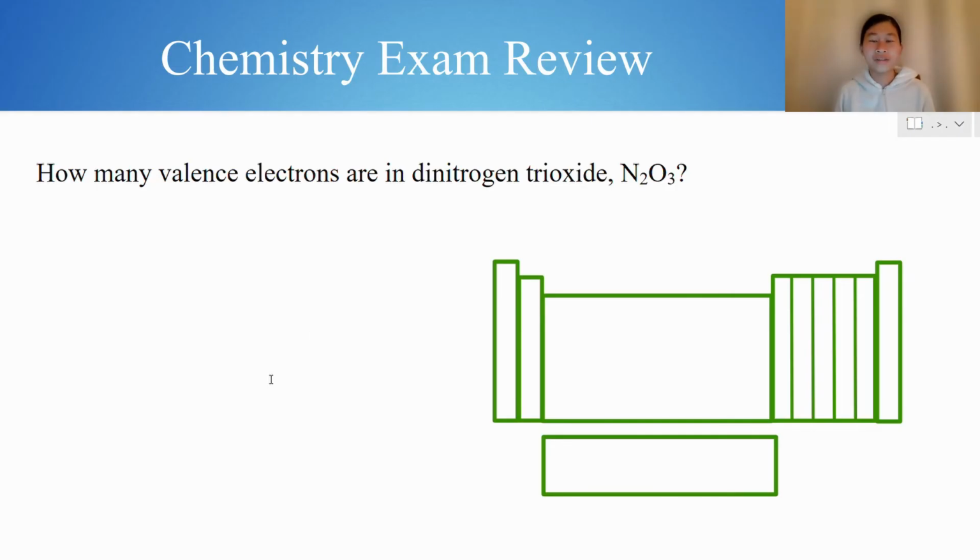How many valence electrons are in dinitrogen trioxide, N2O3? So we need to count the valence electrons. And for this, we can use this pattern. So here's a quick sketch of the periodic table.